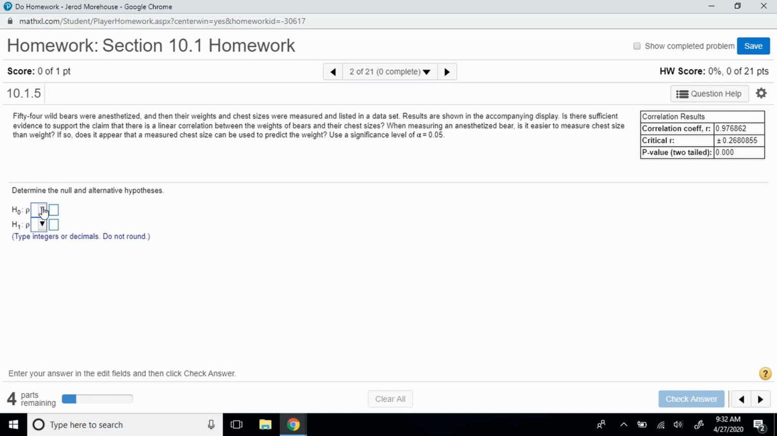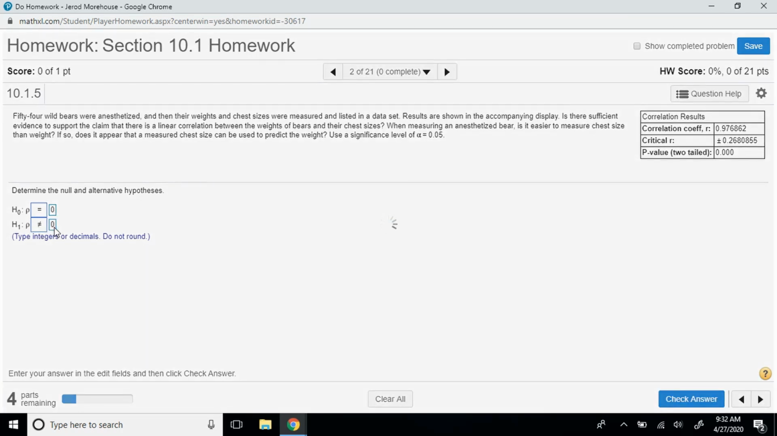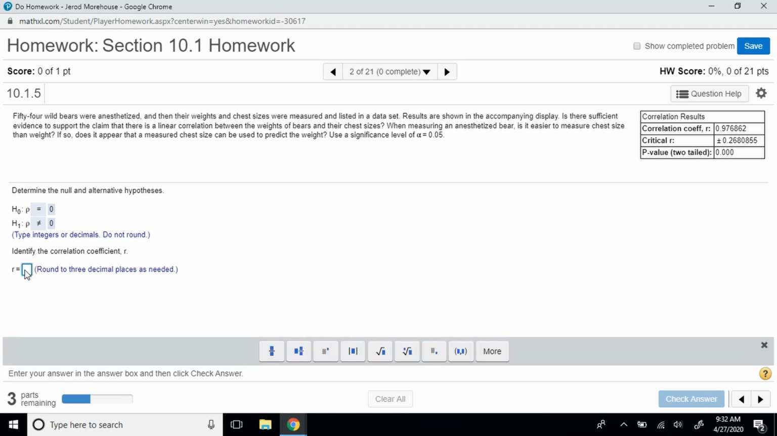So the first thing we're going to do here is say for the null hypothesis that rho equals 0, and for the alternative, rho does not equal 0. Let's check those. All right. Identify the correlation coefficient. Well, we have this output over here that tells us all the good stuff. So here r is 0.976. It wants 3 decimal places, so 0.977 if I round it correctly.